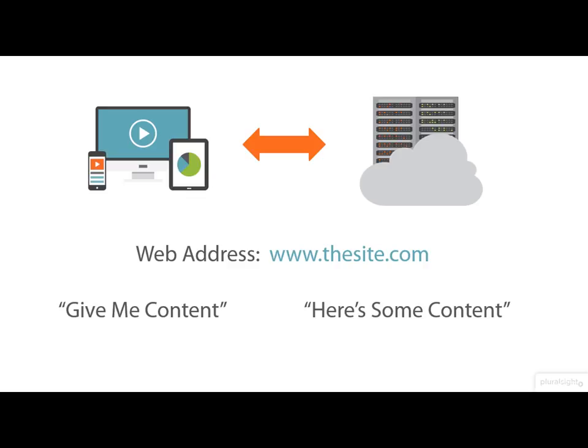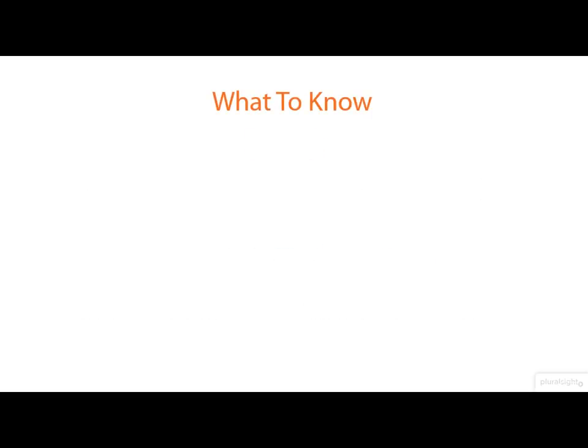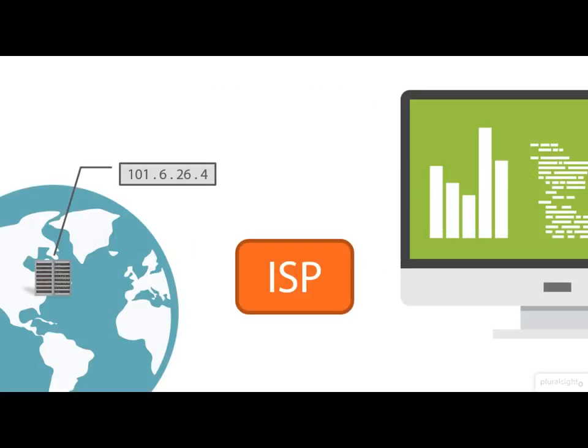But what else is going on? What else do we need to know about? A lot, actually. The communication between client and server has many important elements that we must have an understanding of as front-end web developers. Let's start with the web address.